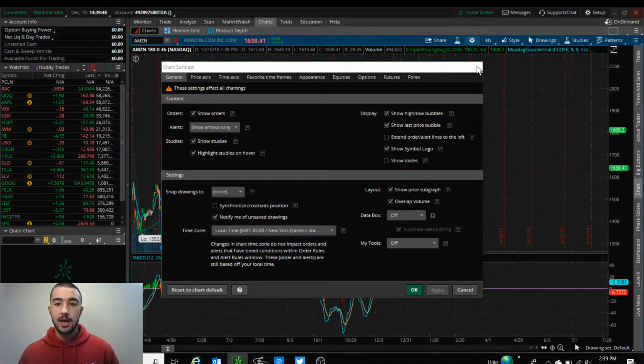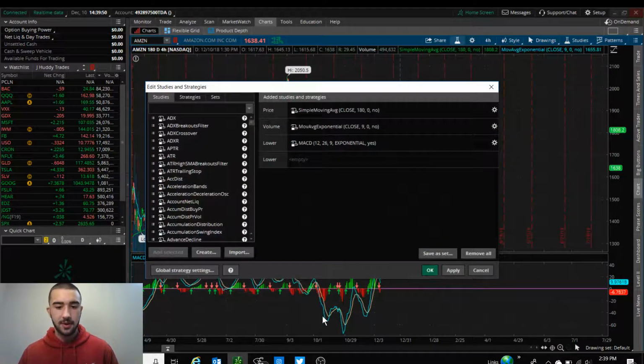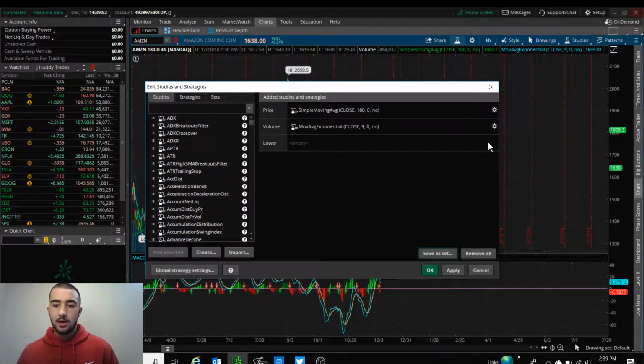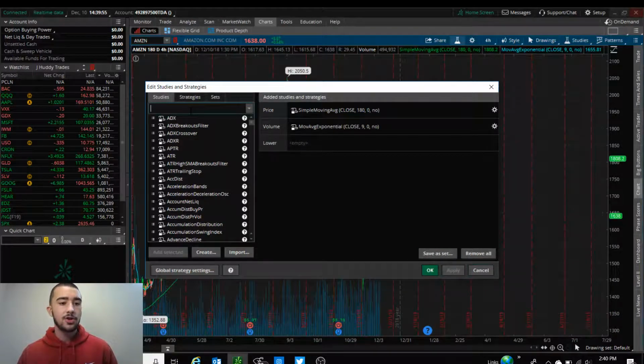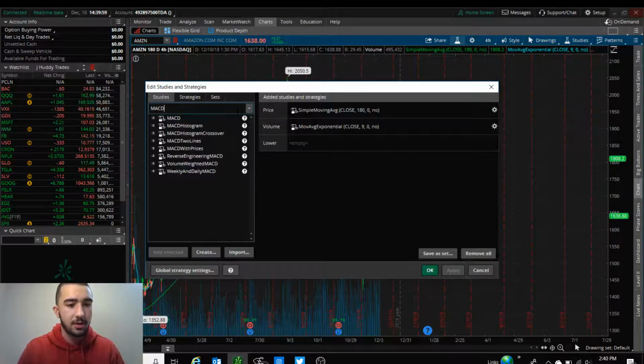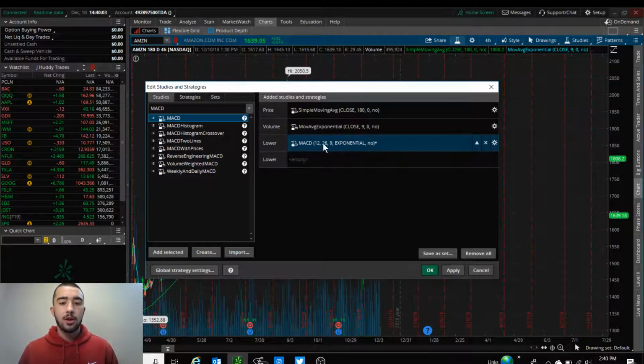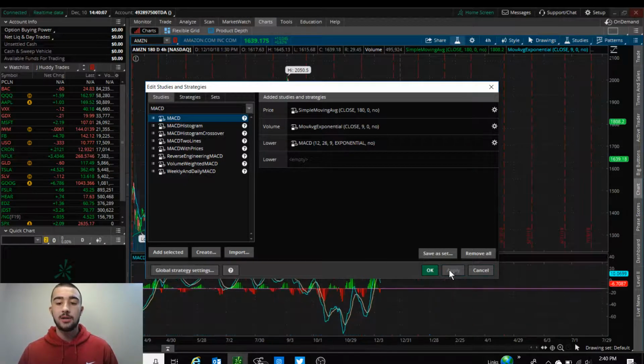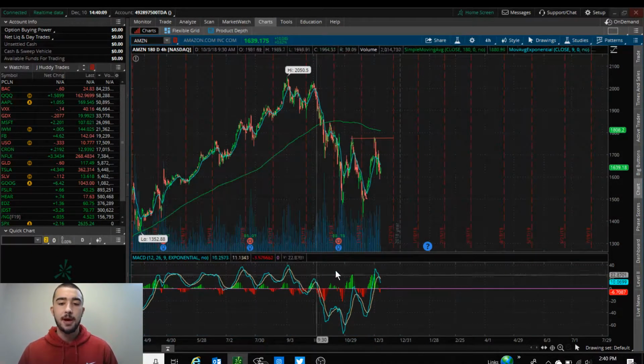But to get your MACD indicator, let me take mine off. This is what the little graph is. So take that off and apply. All you have to do is go to your studies right up here. It'll come up with a search box. You want to type in MACD, double click, and then it'll be on the lower quartile. We keep the settings default because we think that's when it's most effective. Hit apply, and then you see this pop up.